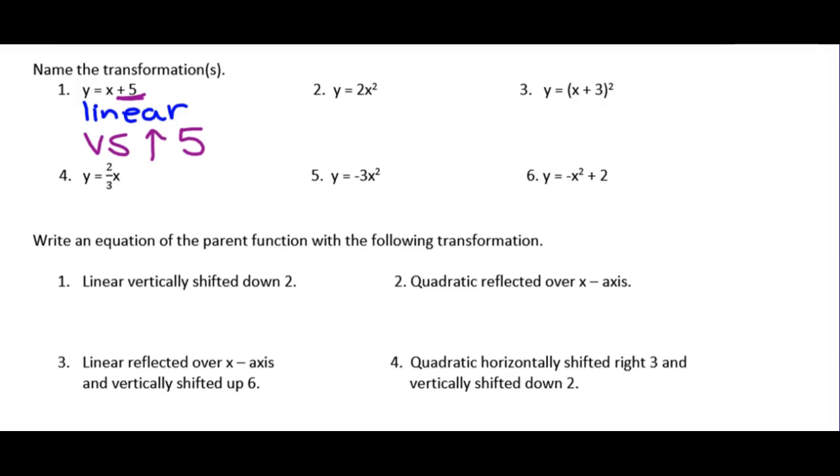For number 2, it is quadratic, and I know that because it has an x squared. And then it has a number in front. So if it has a number in front, that means that it is a dilation, but which type? Well, if that number is greater than 1, it is a stretch.